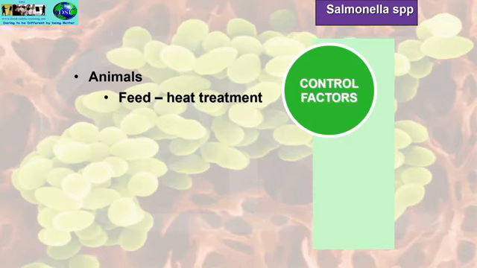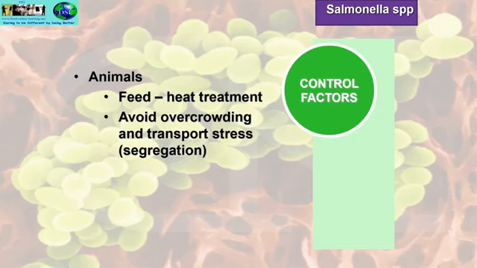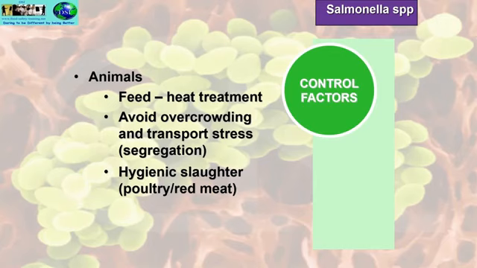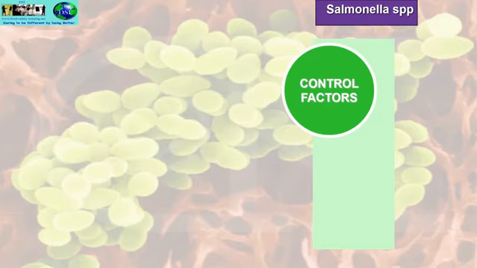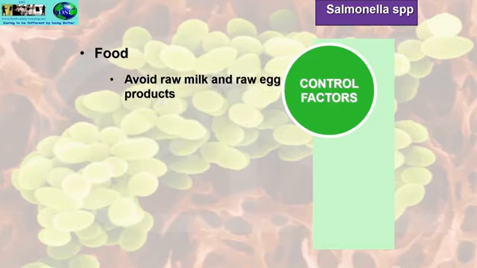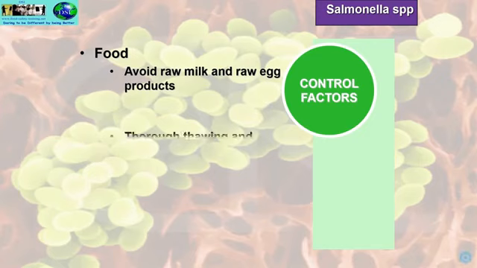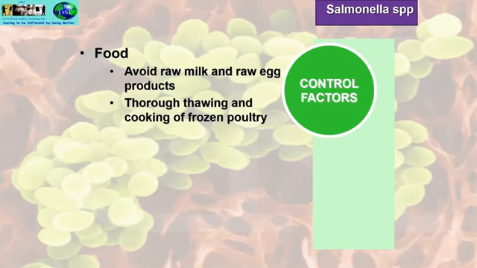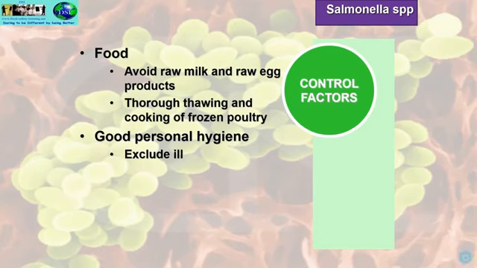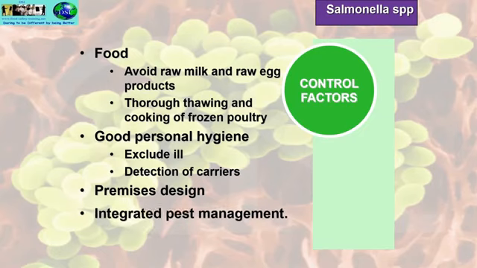Control factors: make sure that animals' feed is heat treated, is sterilised. Avoid overcrowding and transport stress. Give good segregation between animals. Hygienic slaughter of poultry and red meat. Other control factors with food: avoid raw milk and raw egg products. Thorough thawing and cooking of frozen poultry. Good personal hygiene. Exclude ill people. Detection of carriers. Good premises design and good integrated pest management.